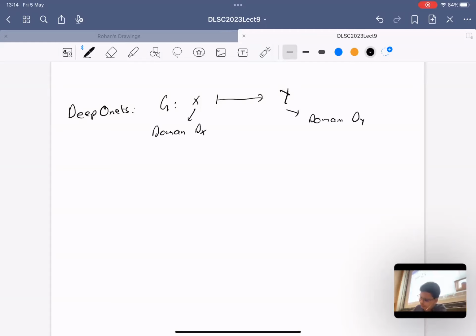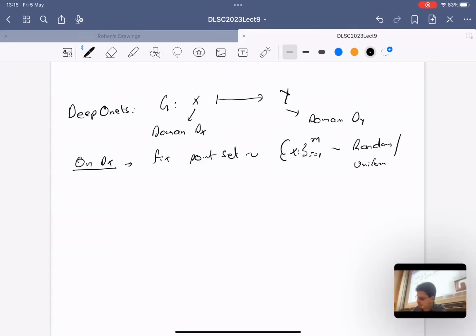In the first step, on dx, fix a point set xi, i from 1 to m. So m is a hyperparameter, and how you fix this point set is also a design choice. This in particular could be random, or it could be uniform grid points, or something else, for instance Sobol points, depending on how you choose. Okay, so that's the first thing.